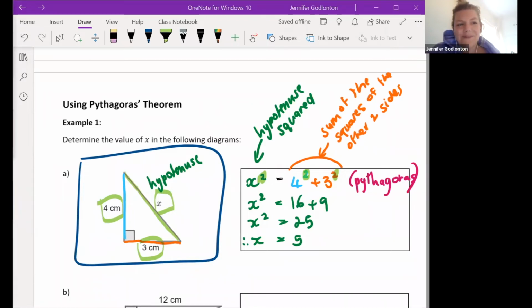Akka, how can I help? Ma'am, I just want to ask, how did it get to the 5? Like the answer, how did it get there? So we square rooted the x squared to get x, and so we square rooted the 25, so we get 5. Oh, I've lost you. Hopefully that made sense though.